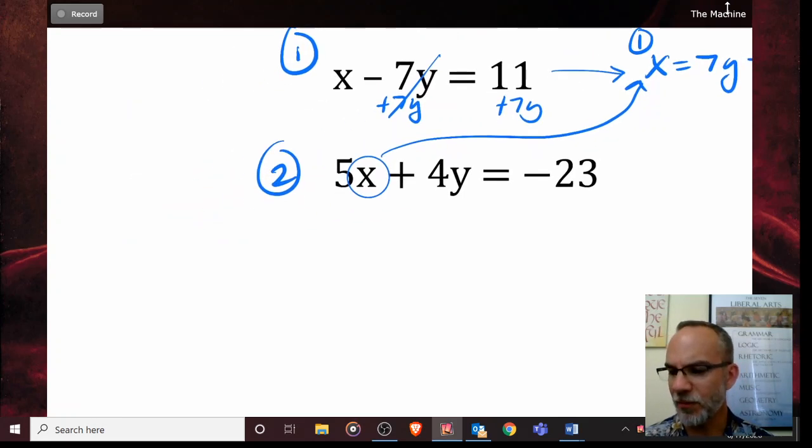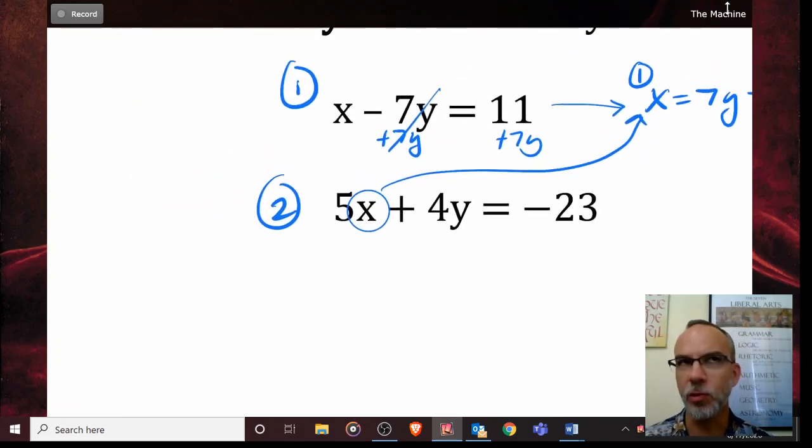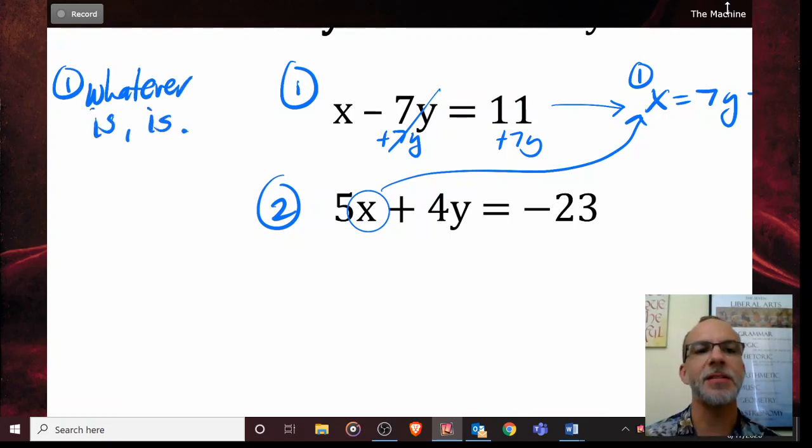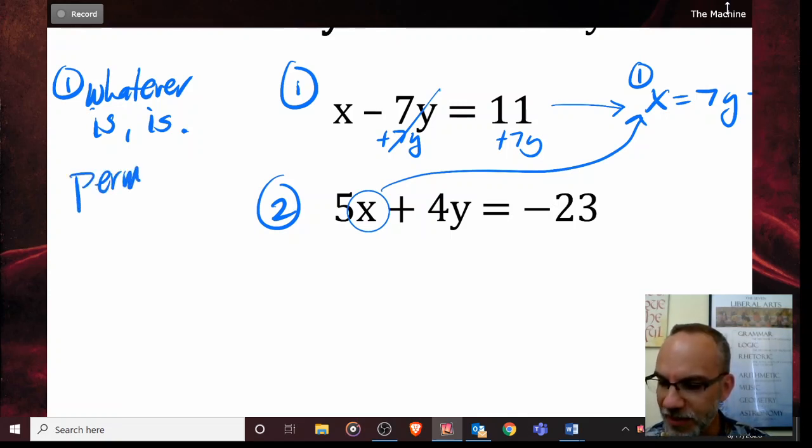This is why it would be good for you to take a logic class. The very first rule of thought, the first rule of logic, is this. Number 1: whatever is. You're like, wait a minute, what does that even say? It means that ideas have permanence, P-E-R-M-A-N-E-N-C-E, permanence of meaning.